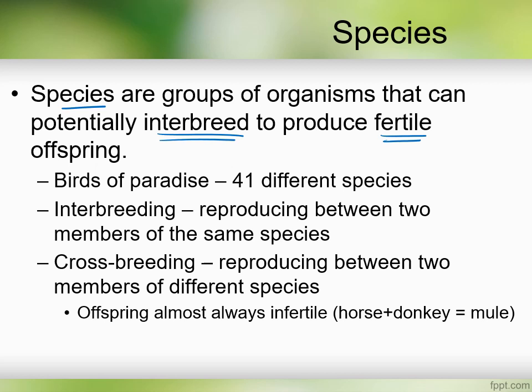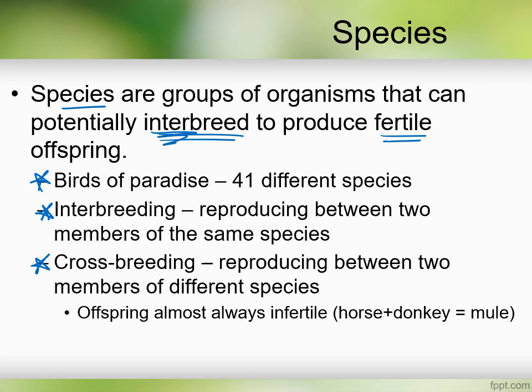So, lots of examples of species. One amazing example: birds of paradise. There are 41 different species of birds of paradise. They have lots of similarities. They definitely have common ancestors, but they are 41 different species, and they interbreed only with themselves to produce fertile offspring. Interbreeding is breeding within your species.